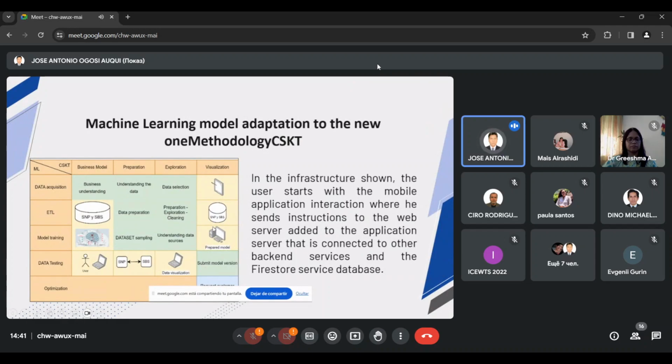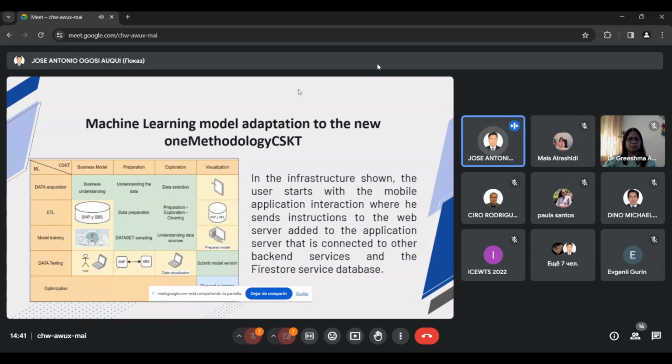Well, we have another model. We are showing CSKT and the business model preparation, exploration, and visualization. That's how everything works. In this part, we have data acquisition, ETL, model training, data testing, and also optimization.